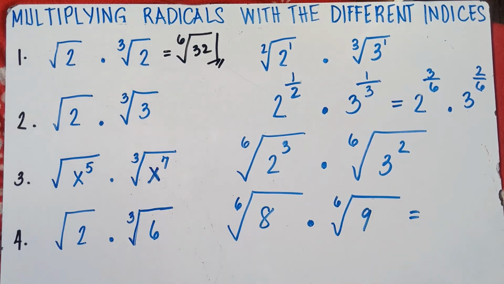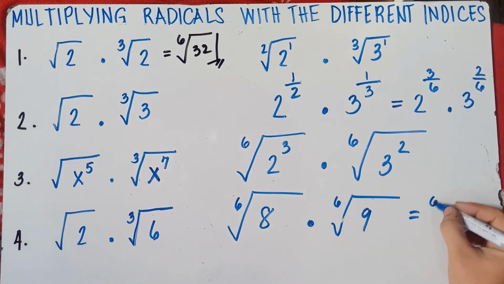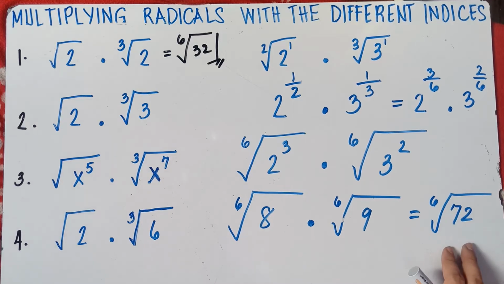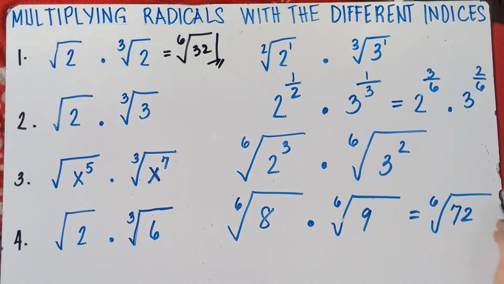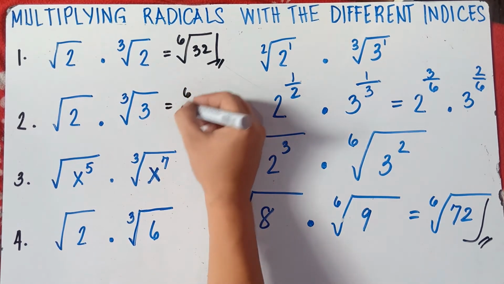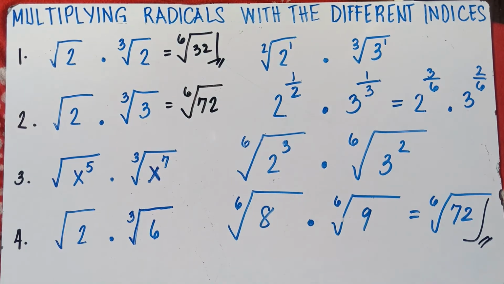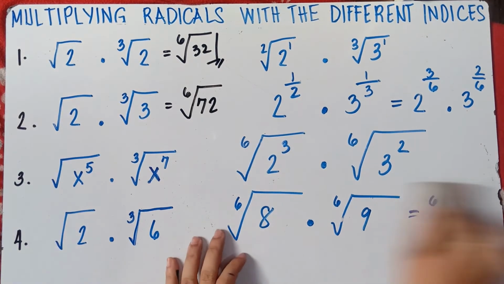Now, can we multiply now? Yes. They have the same index, so copy the index: the 6th root of 8 times 9, that is 72. That's it, class. That's your answer there. So check if we can simplify. Think of a number that when you multiply it by itself 6 times, you get 72. There is none. So this will be our final answer, class, for number 2: the 6th root of 72. That's it, class. That's the answer there. Alright, let's try number 3.